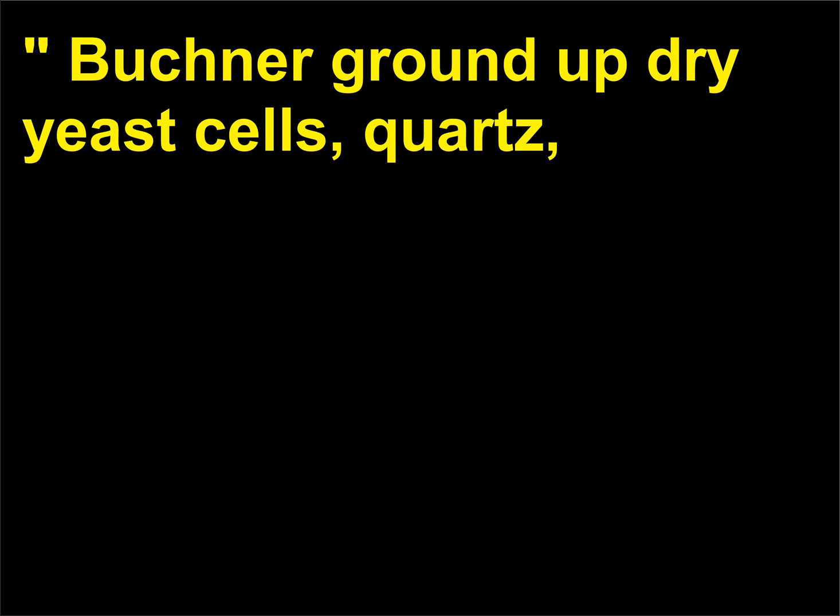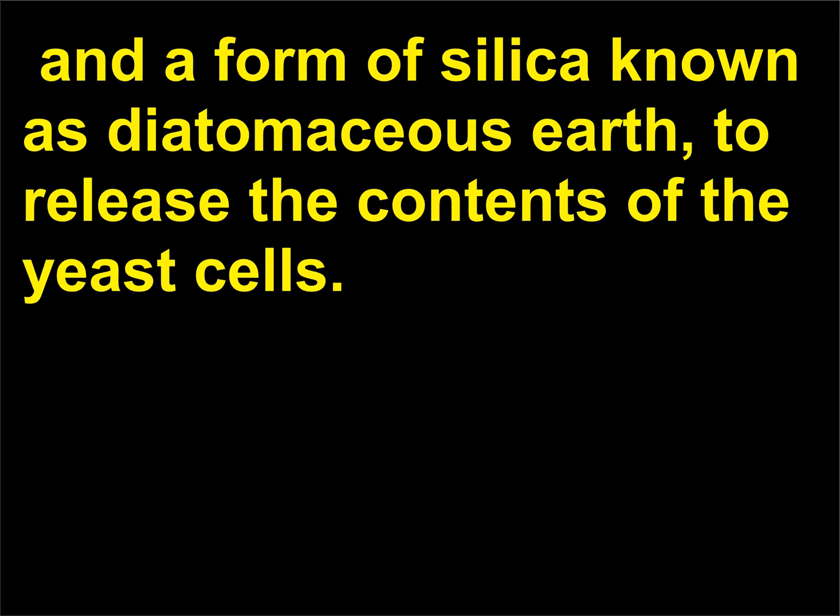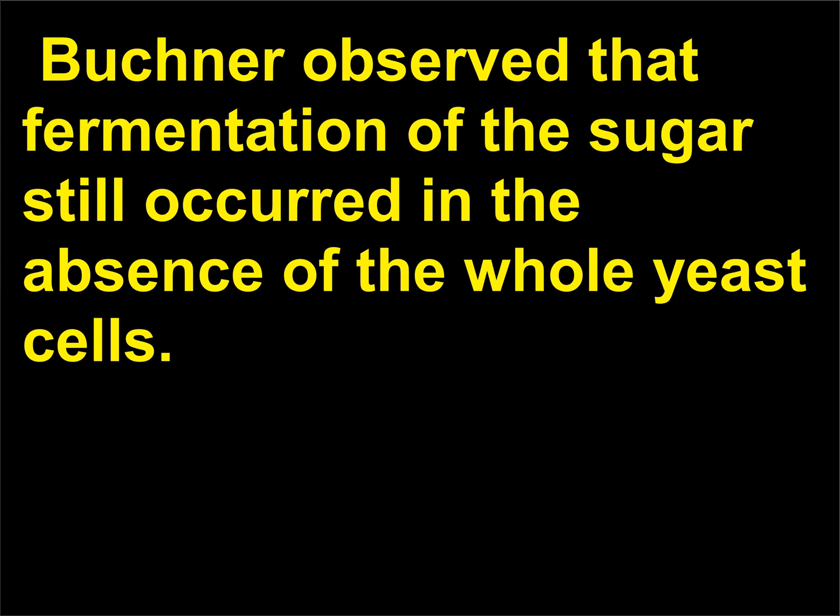Buchner ground up dry yeast cells, quartz, and a form of silica known as diatomaceous earth, to release the contents of the yeast cells. He then filtered the solution and added sugar. Buchner observed that fermentation of the sugar still occurred in the absence of the whole yeast cells.